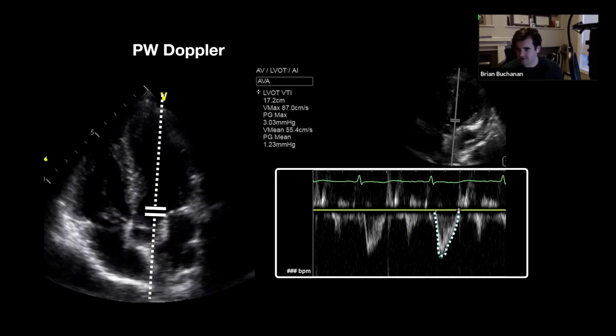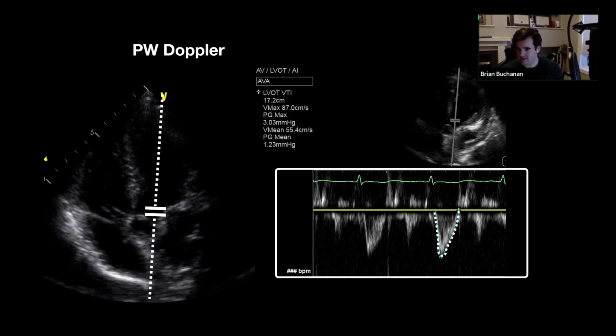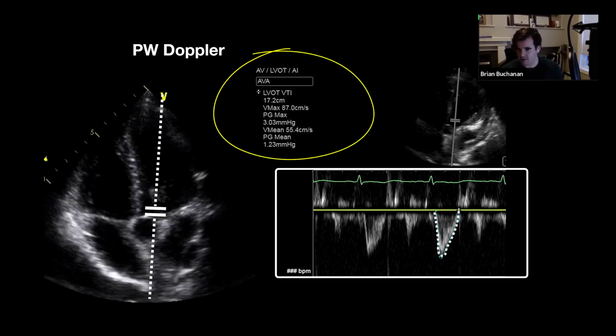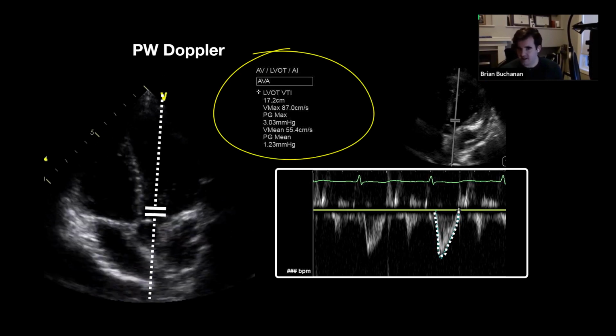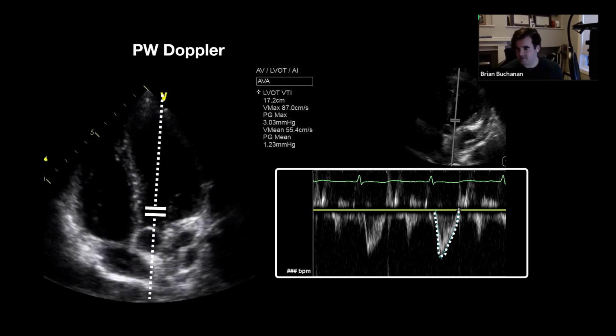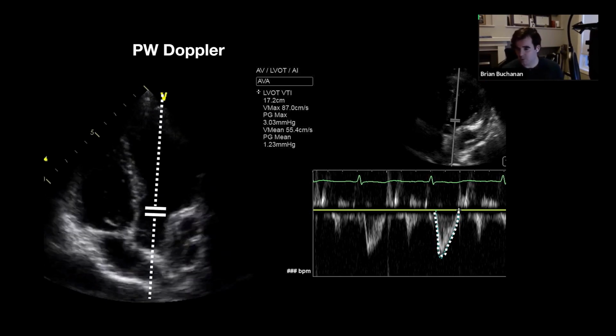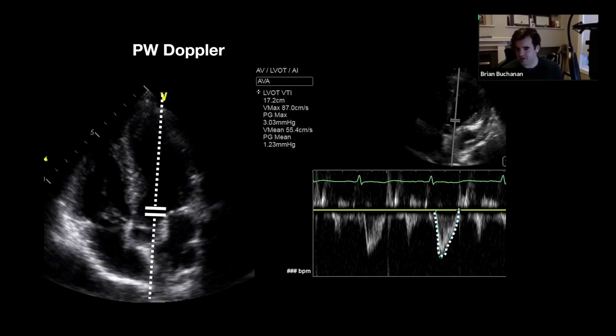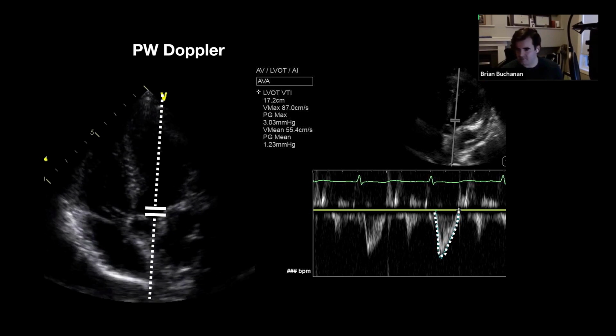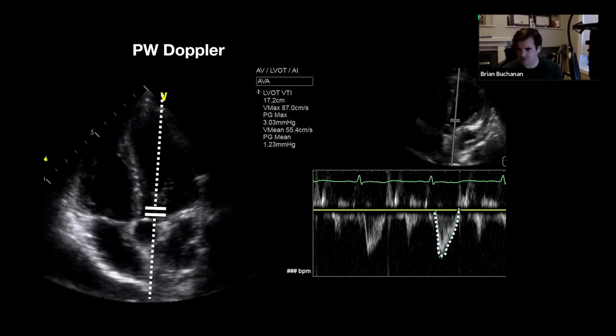We trace this VTI here, and it gives us a number. And you can see here on the left, 17.2 centimeters. And this VTI has actually been studied to correspond amongst a range of body sizes, and normal VTI is around 18 to 22. But do you want to talk about this measurement here, Jean, a little more?